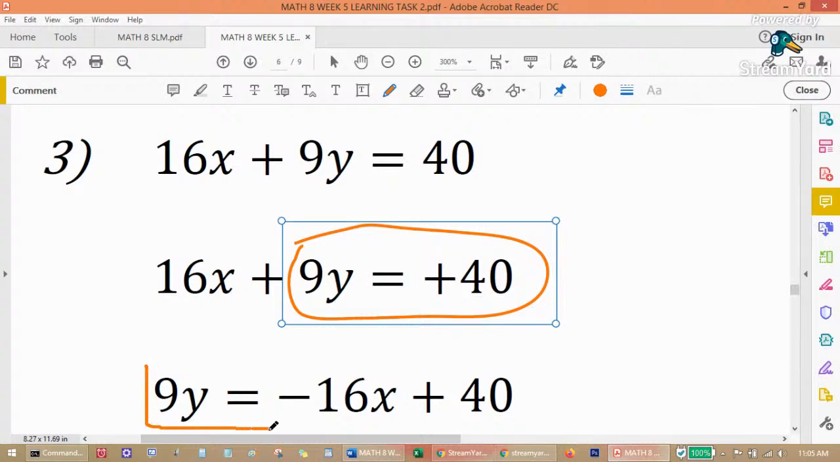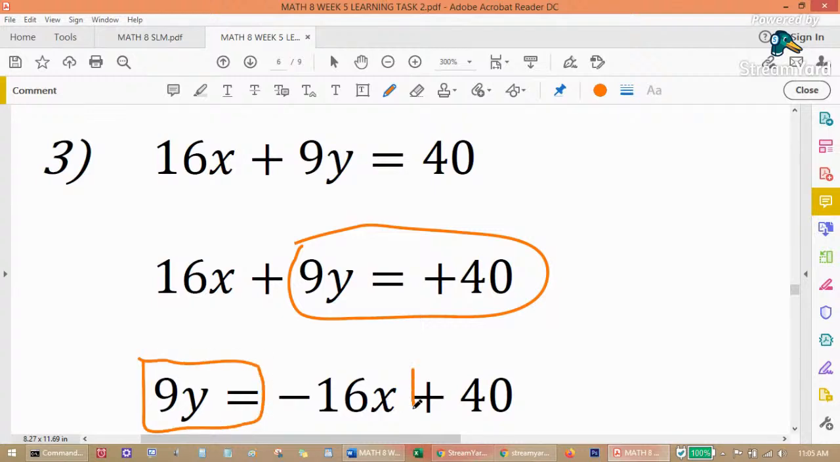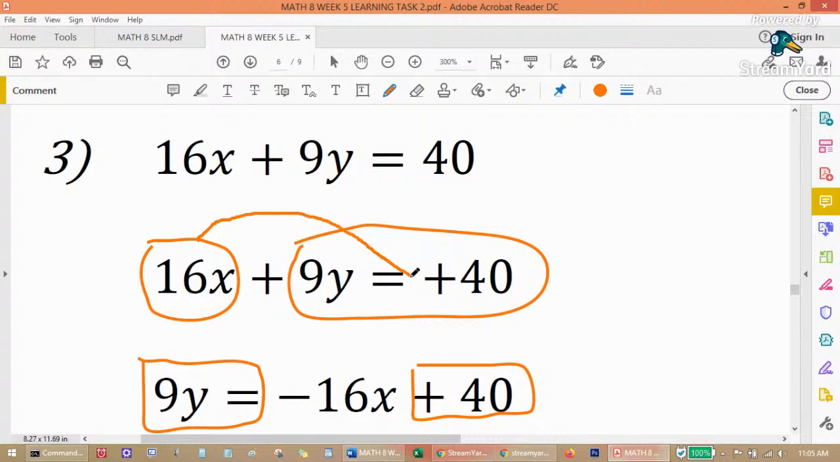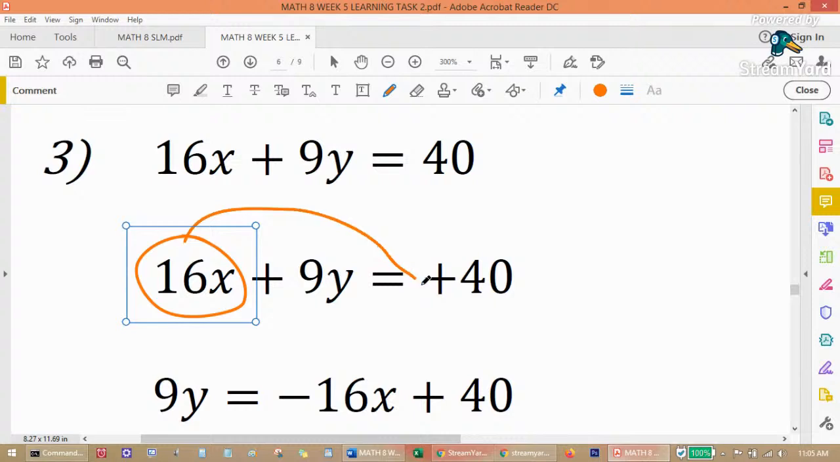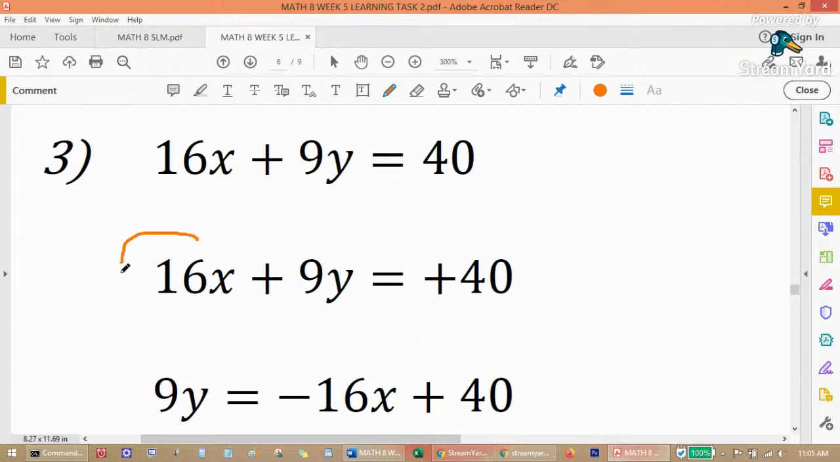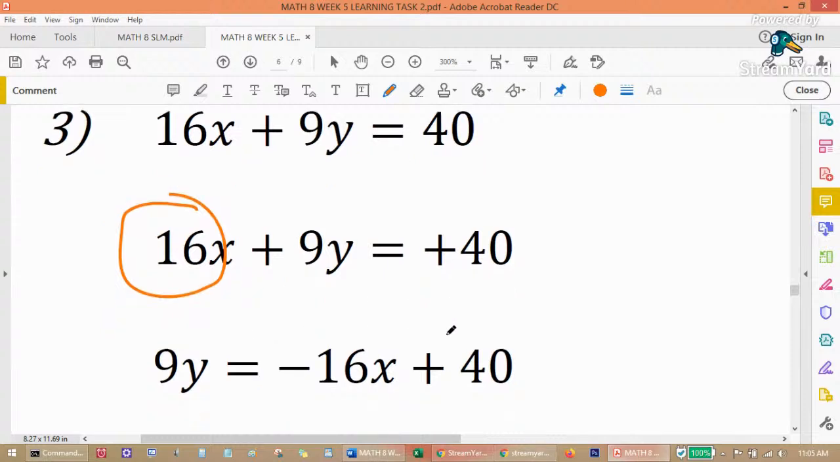9y is equals to positive 40. And then, itong positive 16x, pag nilipat natin sa kabila, nilipat natin dun sa position na yon, positive magiging negative 16x.